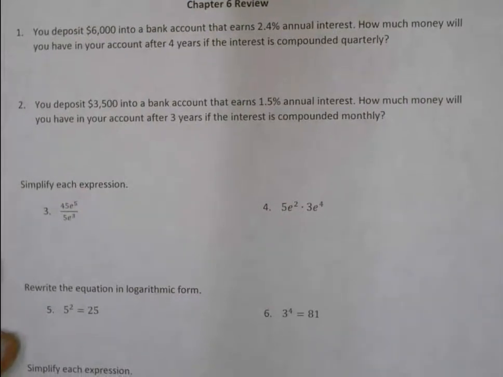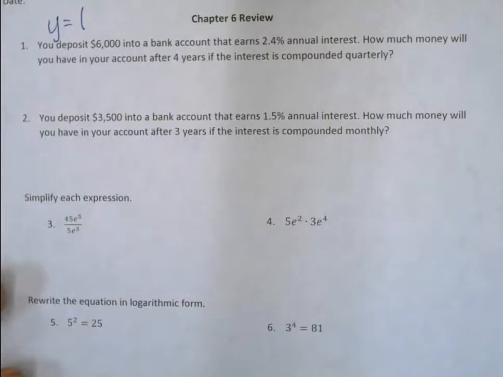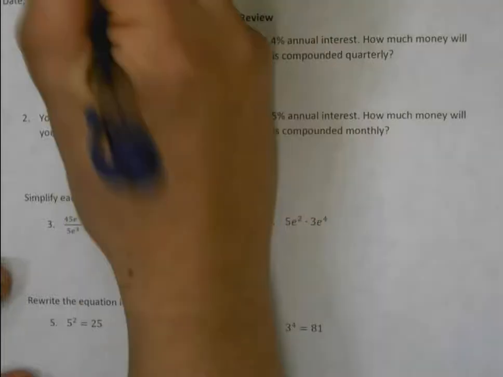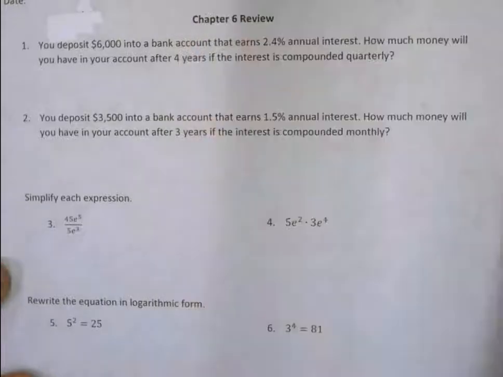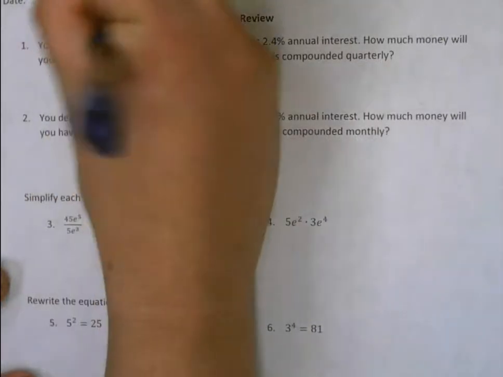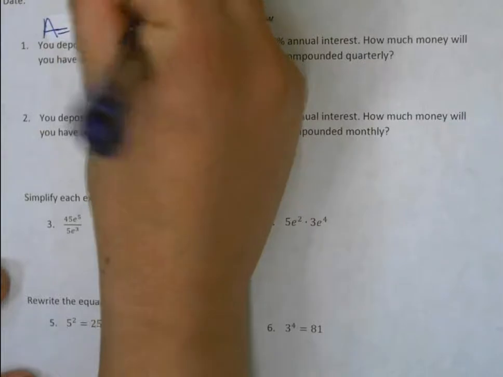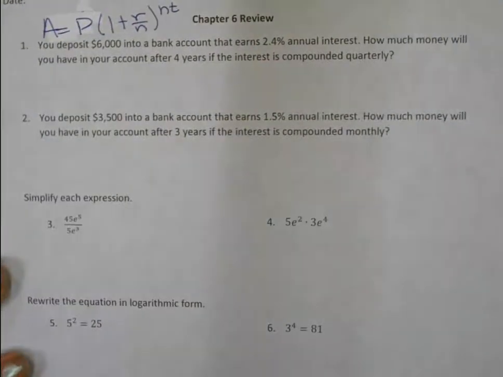Okay, so this one is exponential growth because you're putting money into the bank. The equation you want to use here is y equals, a equals. I looked up the wrong one. And these are on the board, by the way. The equations. So this is the equation I want to use.